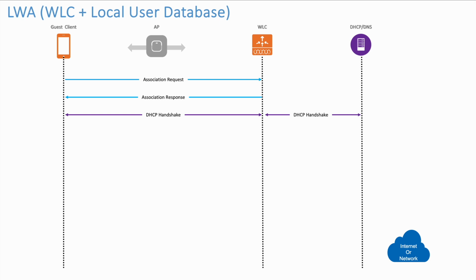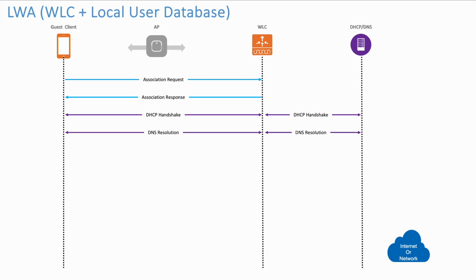This DHCP server or DNS server can be local to the network, or it can be external to the network. Either way, you have to make sure the guest client IP pool has reachability to the DHCP server, and your pre-auth ACL should not block DHCP or DNS. Both are applicable here. If your pre-auth ACL is blocking your DNS server, then ultimately this flow will not work, because you need to resolve the DNS name or the FQDN for any kind of captive portal.